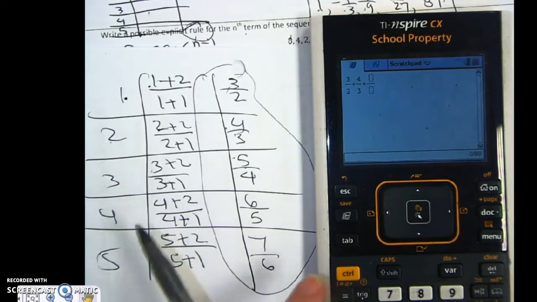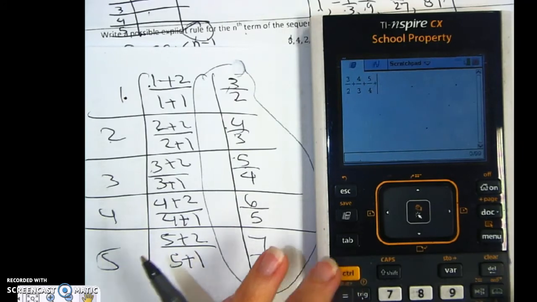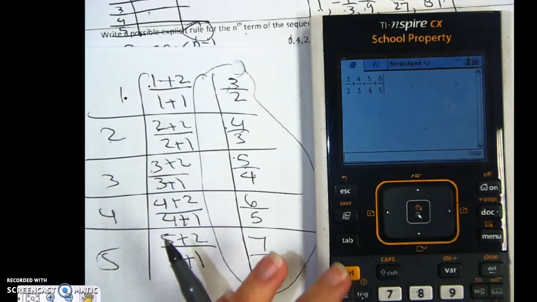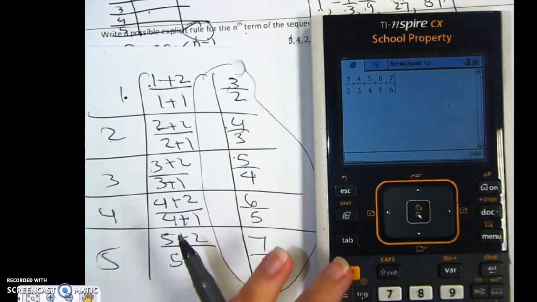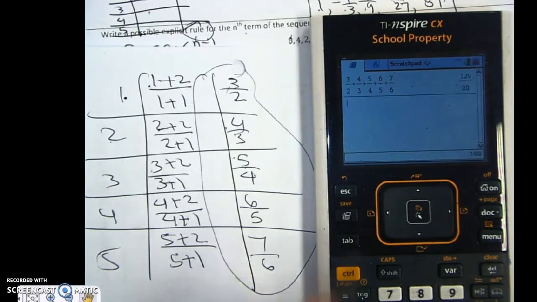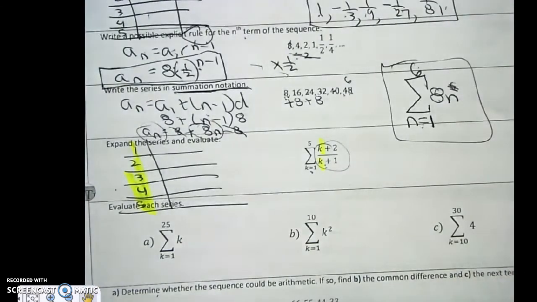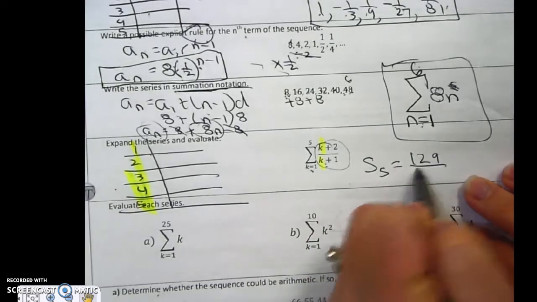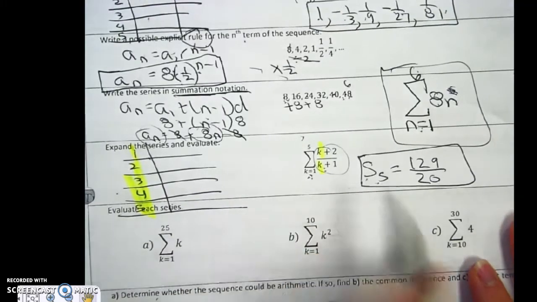Oops. Now you want to make sure you don't get this wrong by plugging in the wrong thing. So just double check, because that's annoying for you. 7 over 6. Oh, and that's it. And then I press enter, and it gives me 129 over 20. So now that I have that, I'm going to write that the sum of the first 5 numbers is 129 over 20. Because it goes from 1 to 5, you can tell me that.